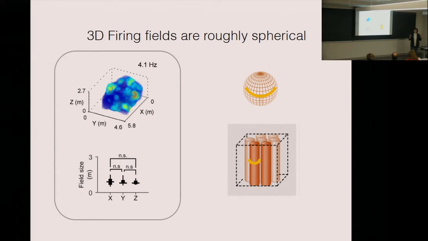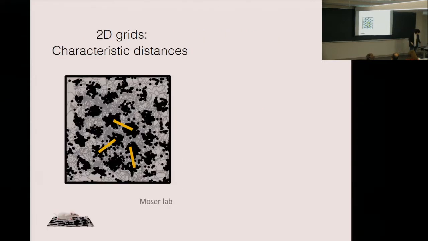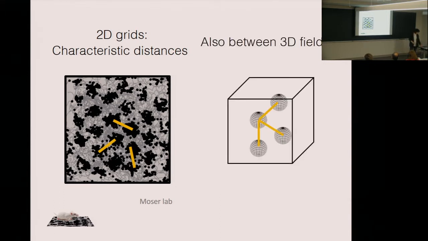Spherical. Not cylinders, spheres. Very good. They're not cylindrical, they're roughly spherical. Not every one of them is completely spherical, but sometimes this one here looks better, and so on. Okay, so we cross out the option of cylindrical and we can go on. Now we go to the characteristic distance between neighboring fields. We saw that happens in 2D. What happens in 3D? Is that also the case in 3D?